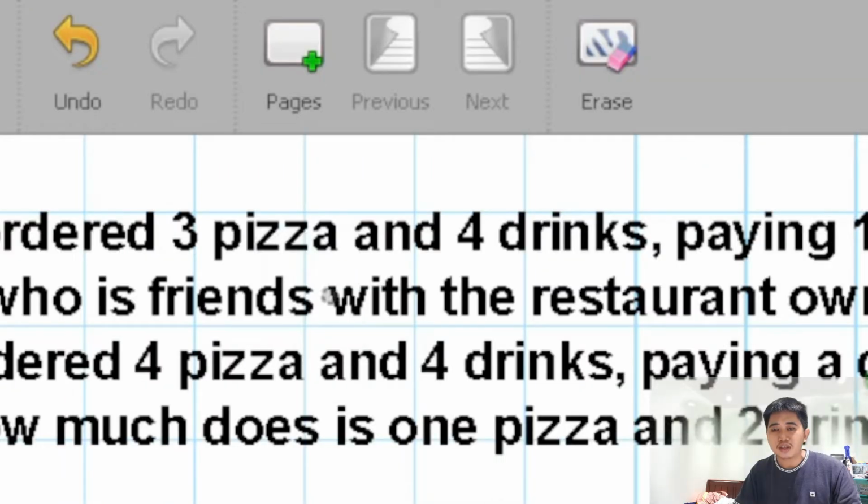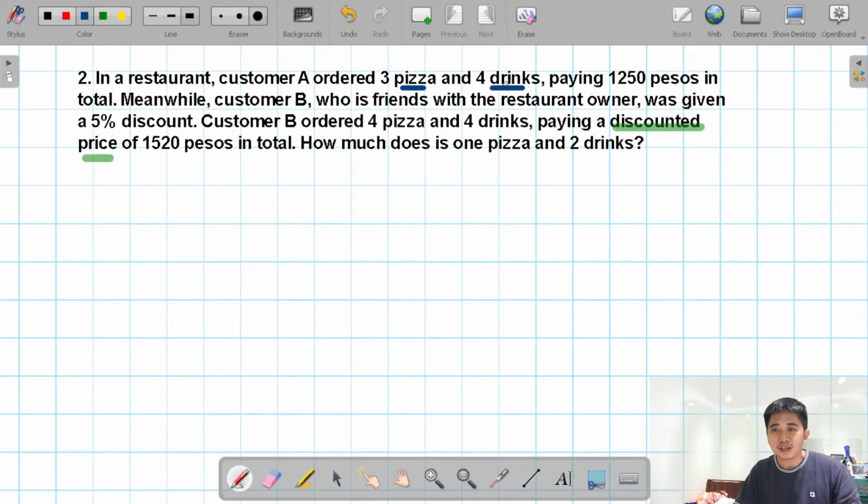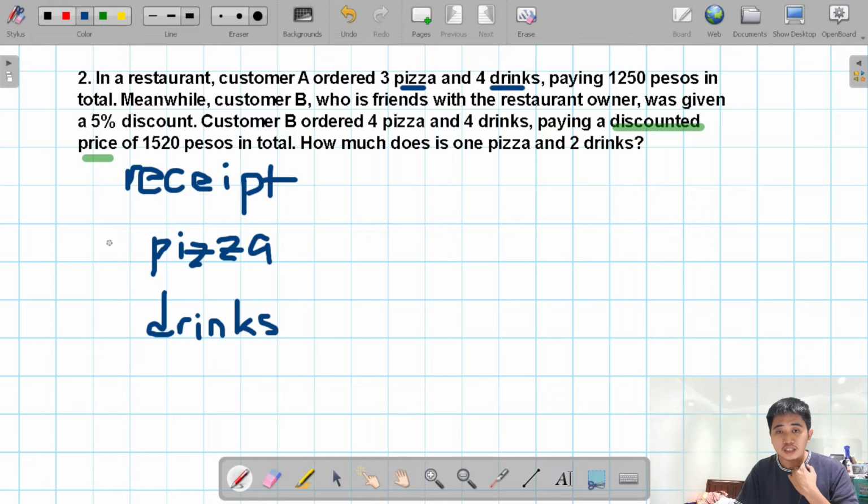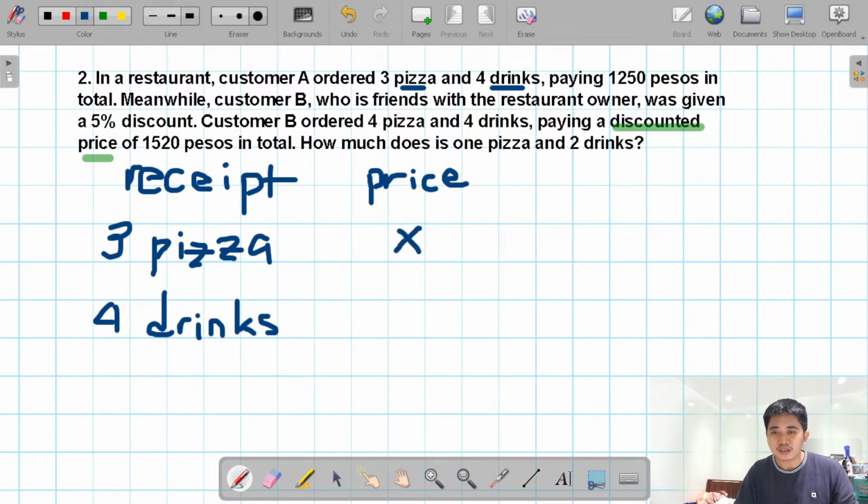Okay, so our variables, obviously, we want variables that are related to the money, and we have monetary values for pizza and drinks. So I guess we can put variables for pizza and drink, X and Y. For us to imagine this, let's consider a receipt. It contains the name of the items that you are buying, in this case pizza and drinks. It says here 3 pizza and 4 drinks, and then we have the price per 1 piece. So the price for 1 pizza is X, and the price for 1 drink is Y.